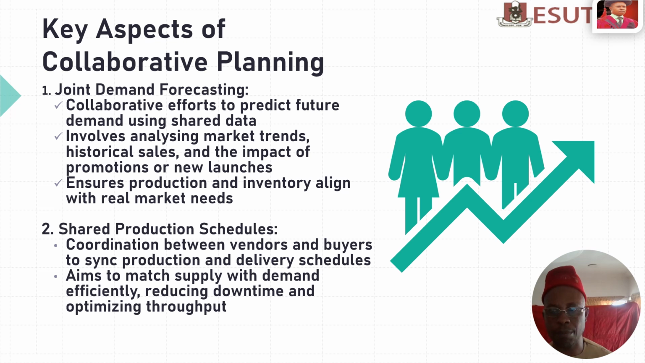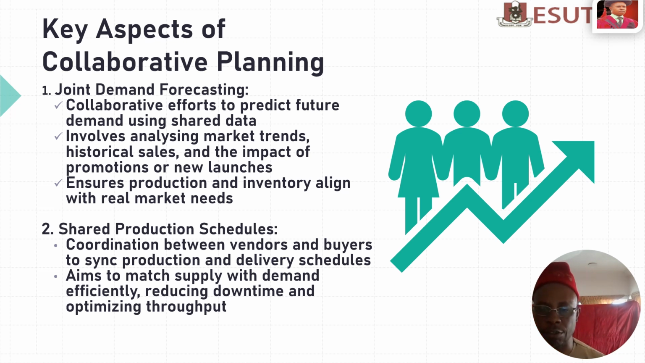Number 1. Joint demand forecasting. Both parties work together to predict future demand based on shared data, including market trends, past sales data, and upcoming promotions or product launches. This collective forecasting helps ensure that production levels and inventory are appropriately scaled to actual market needs.